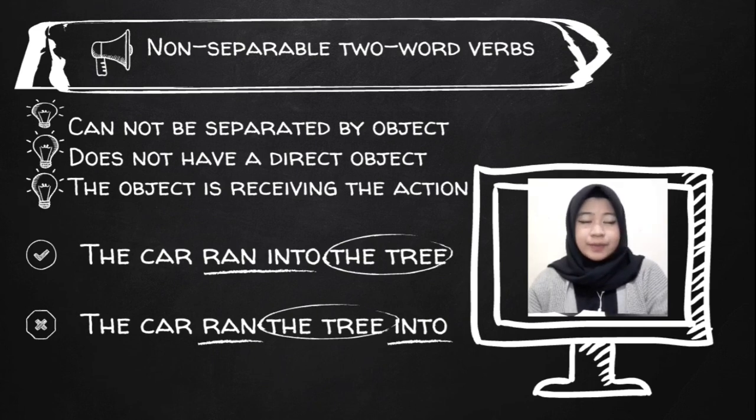But what if you separate the phrasal verb and the sentence becomes the car run the tree into? That doesn't make sense and the sentence is wrong. So the object is always receiving the action of the non-separable two-word verbs.